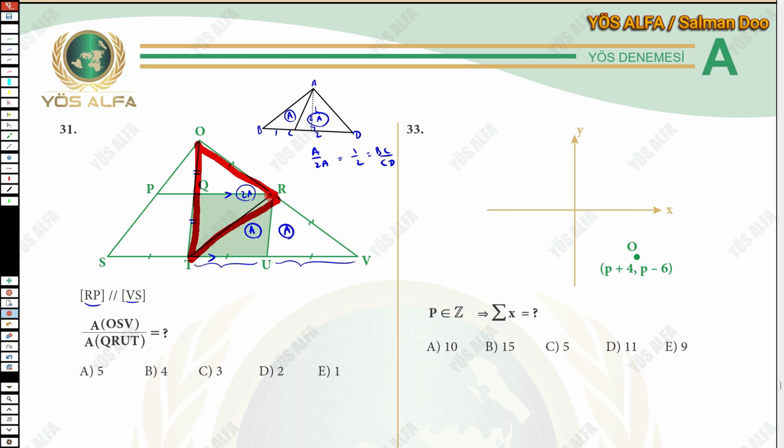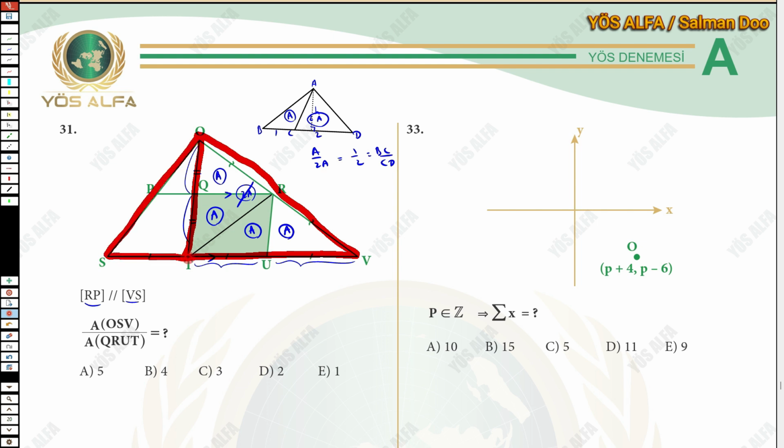Since these two triangles have equal height, we can talk about the area and the base ratio. Since the base ratio is 1, the area ratio must be 1 to 2. So if this is A, this is also A. And we already know that the summation of these two must be 2A. So we got this. And now let's take a look at this triangle and that triangle.